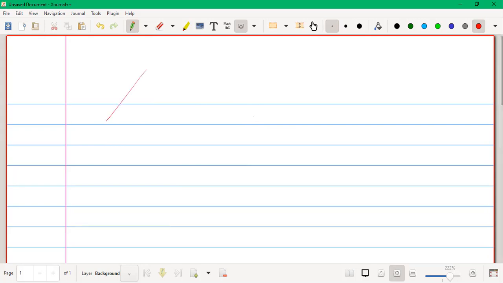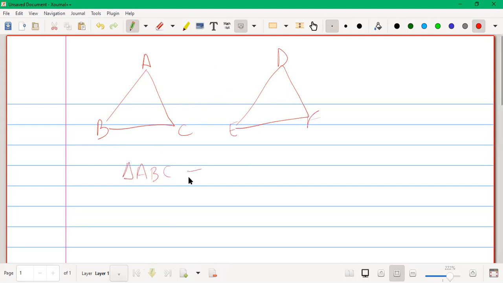Now, we have two triangles, say ABC, and the other one is DEF. And I say, okay, triangle ABC is congruent to triangle DEF. Then what all things should be equal? Then angle A should be equal to or congruent to angle B, right?